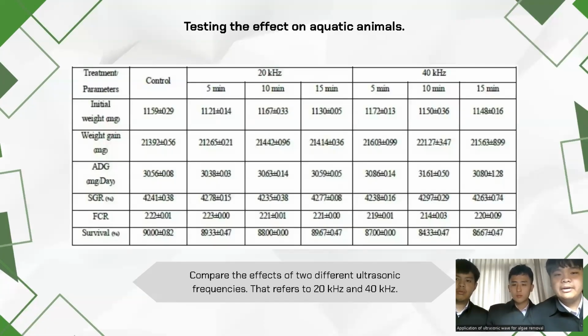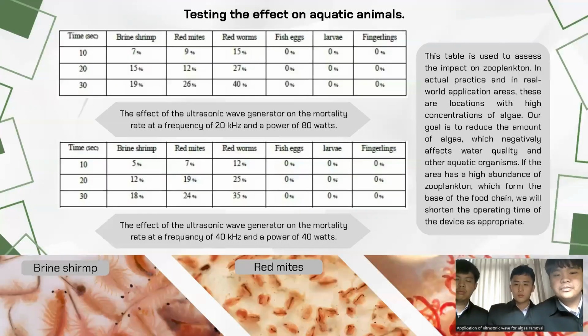Next, comparing the effect of two different ultrasonic frequencies, 20 and 40 kHz, this table shows that both ultrasonic frequencies had no significant different effect. The mortality in tilapia fish is due to natural selection. It can be concluded that the fish were not affected.